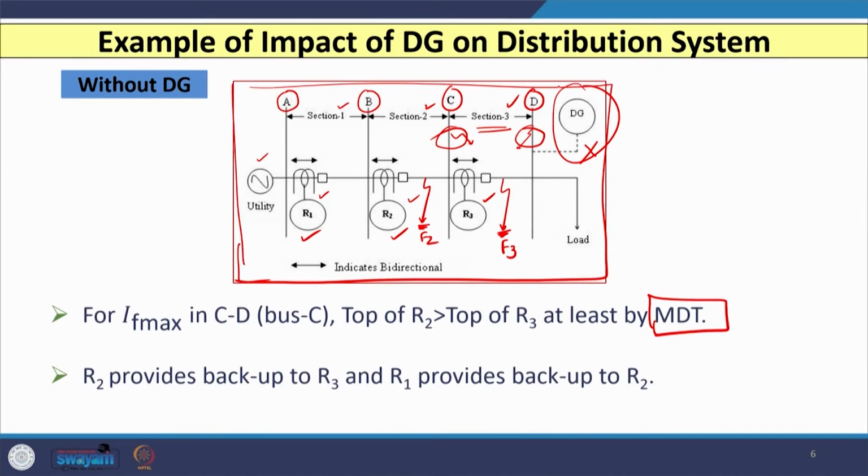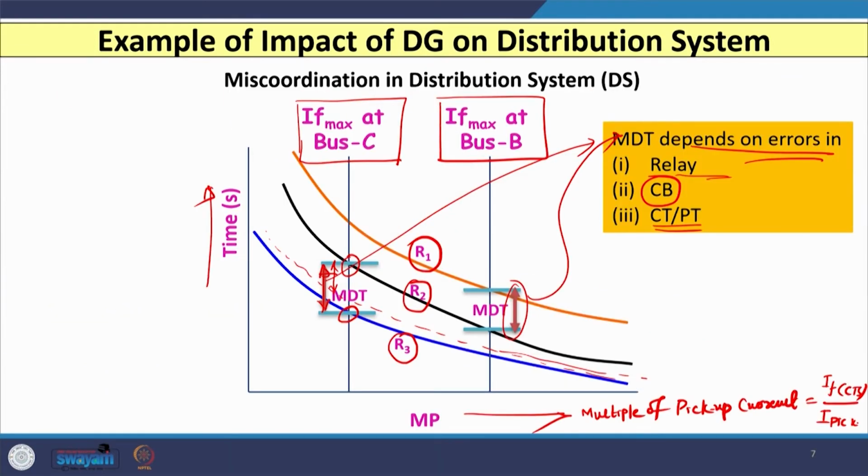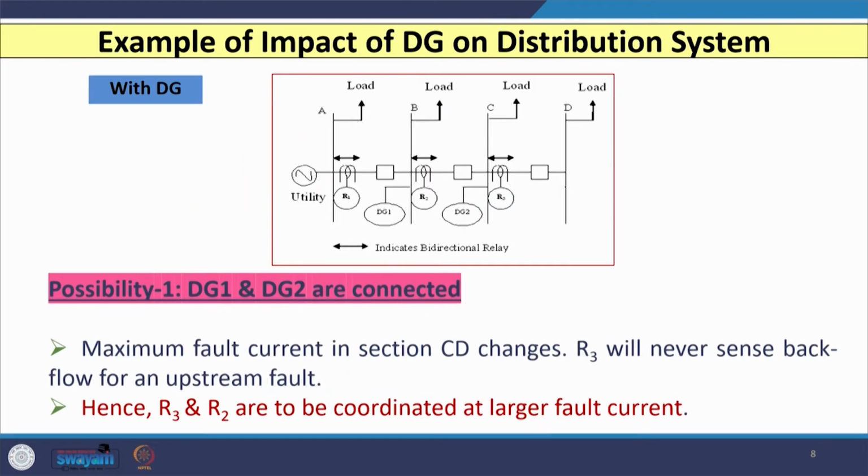Now, this margin is okay when we do not connect any DG in the radial distribution network, then we have sufficient margin. Now, let us consider the same radial network, but we have incorporated distributed generators or distributed energy resources, maybe solar, wind and so on, at different buses. When we connect the DG, let us consider different possibilities. The first possibility I am taking is that two DGs, DG1 and DG2, are connected at bus B and bus C respectively, as shown in the figure.